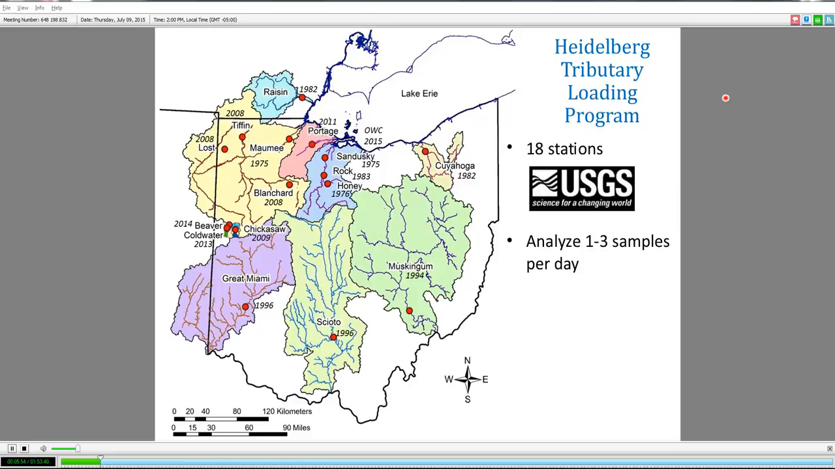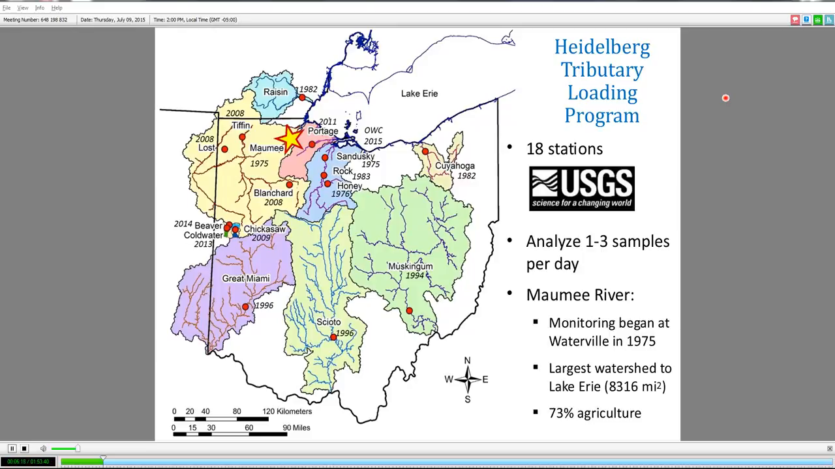At each of these little red dots on the map, we're collecting water samples 3 times a day. We analyze all 3 samples if the flow is up or if the water is turbid. Each of these stations is paired with a USGS gauge. So we pair our high quality water data with the USGS's very highly accurate discharge data.